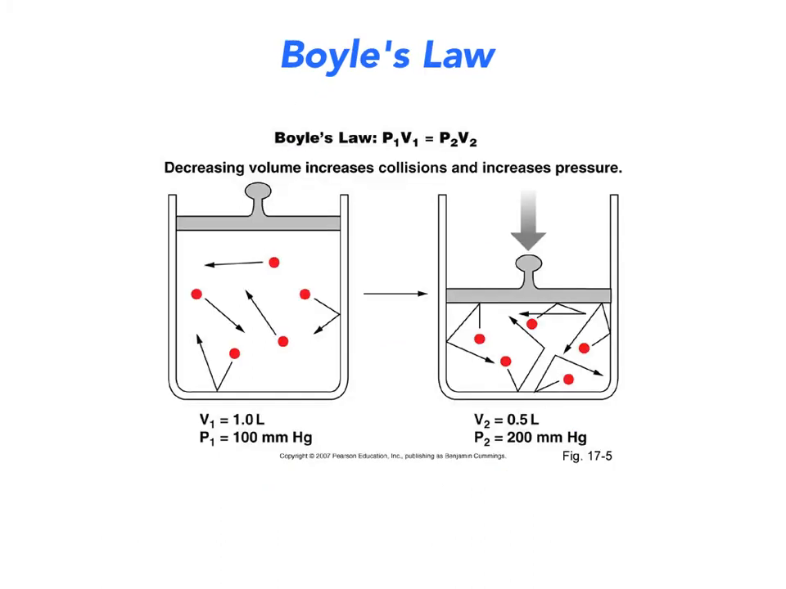Therefore, if we figure out the initial pressure and volume, and a new pressure or volume, we can figure out the other variable. So we got Boyle's law, and this is what Boyle's law ends up being right here: P1 V1, and the ones are initial, equals P2 times V2, because they're always going to equal a constant number. And so if you look at this, decreasing the volume increases the collision and increases the pressure, and we had a volume of 1 liter here and the pressure of 100 millimeters of mercury. When we decreased the volume by 1/2, then it doubled the pressure. And that's what Boyle's law states, that relationship.